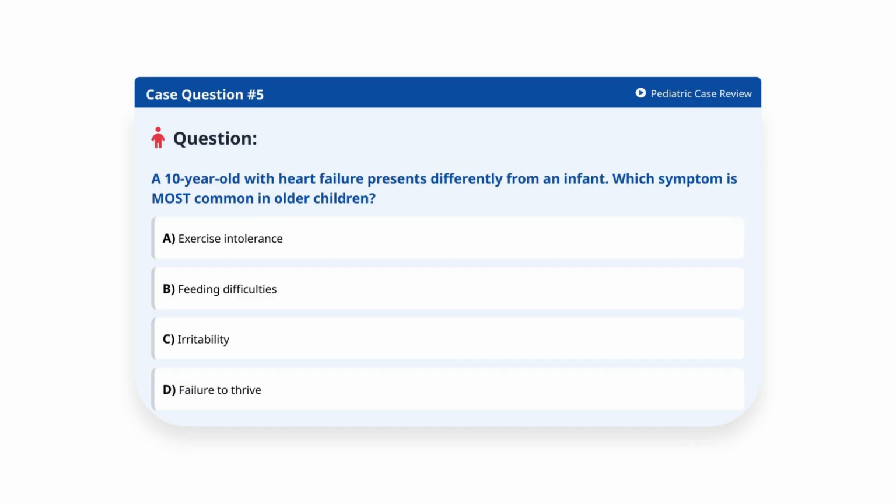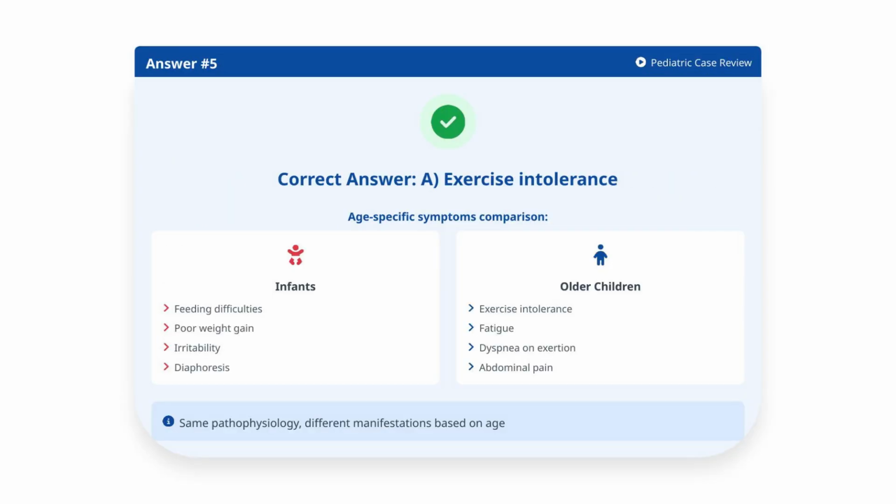A 10-year-old with heart failure presents differently from an infant. Which symptom is most common in older children? Is it A, exercise intolerance, B, feeding difficulties, C, irritability, or D, failure to thrive? Consider how symptoms might manifest differently based on developmental stage. The correct answer is A, exercise intolerance. Unlike infants who show feeding difficulties, older children with heart failure typically present with decreased exercise tolerance, fatigue, and dyspnea on exertion. They might also complain of abdominal pain due to hepatic congestion or generalized fatigue. These symptoms reflect the same pathophysiology but manifest differently due to age-related activities and ability to communicate symptoms.